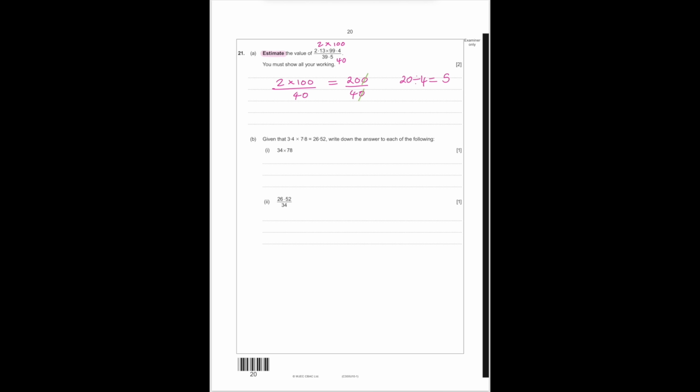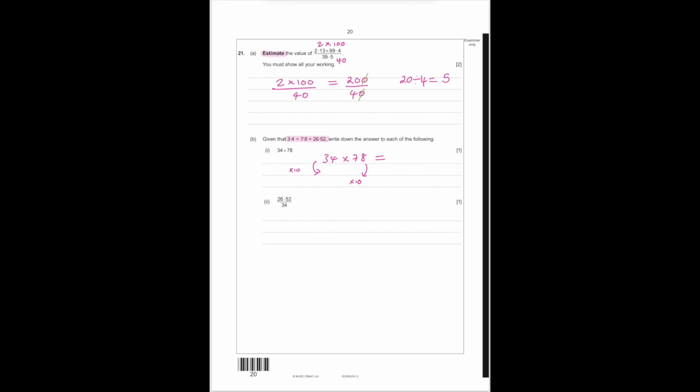Part B. Given that 3.4 times 7.8 is equal to 26.52, write down the answer to each of the following. So part 1, we have got 34 times 78. So 34 times 78 is equal to something. Now let's compare this to the original place value calculation we're given. So what they've done here is 3.4 has been multiplied by 10. 7.8 has been multiplied by 10. So we need to do the same to our answer, guys. So we need to multiply our answer by 10 and by 10 again.